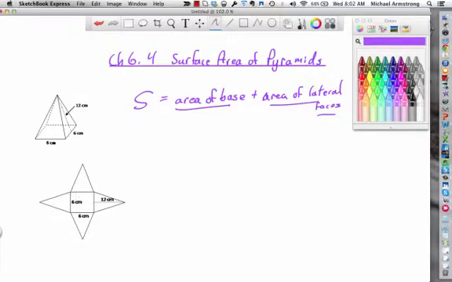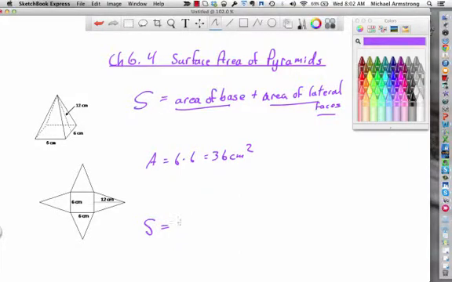And when there's a rectangle or a square bottomed pyramid, which is a square pyramid, that's the nice way to say it. If it's a rectangular pyramid, it might not be a square. We want a square pyramid. This is the bottom. So the area of the base is just area equals length times width. 6 times 6 is 36 centimeters squared, plus the area of the lateral faces.